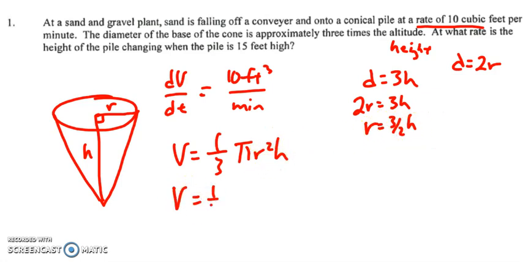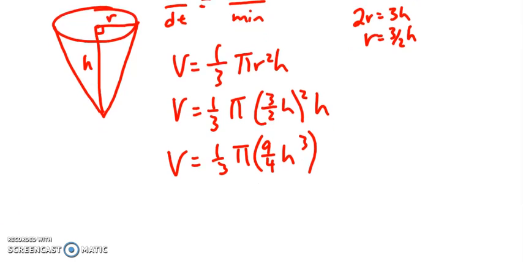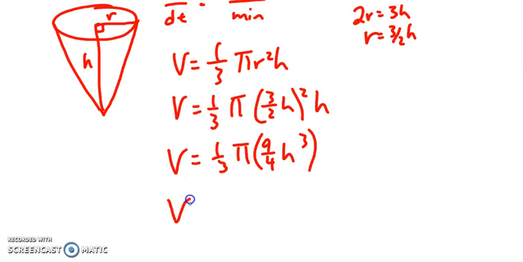Let's simplify this formula a little bit before we take the derivative. So I'm going to plug in 3 over 2 h, squared, because that's radius squared. Let's go ahead and multiply here. So the volume equals 1/3 pi. This is going to be 9 over 4 h squared, times h would give me h cubed. Let's simplify again before we take this derivative. A third times 9 over 4 would be 3 over 4 pi h cubed.